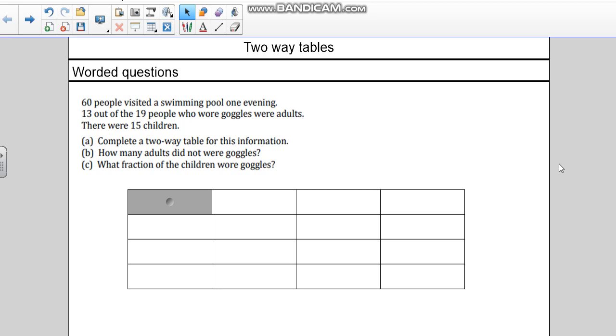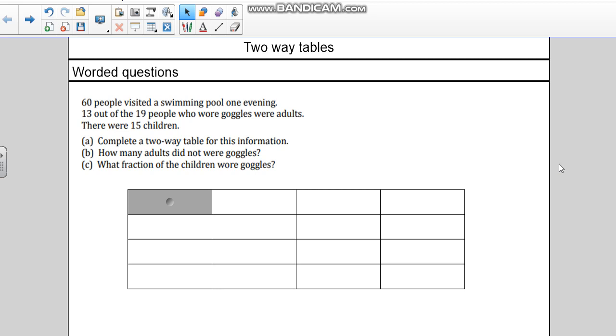Good morning, Year 8. Before you watch this video, you should have watched the MathsWatch video P4, which tells you a little bit about two-way tables and how to complete two-way tables that have already been started. What I'm going to focus on here are those harder examples.